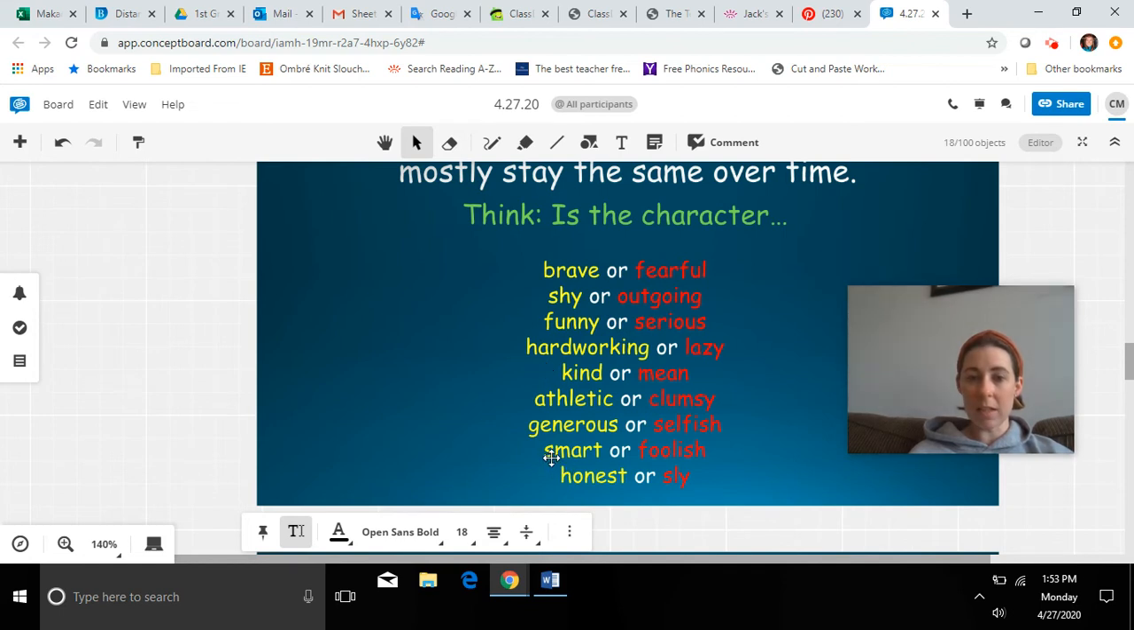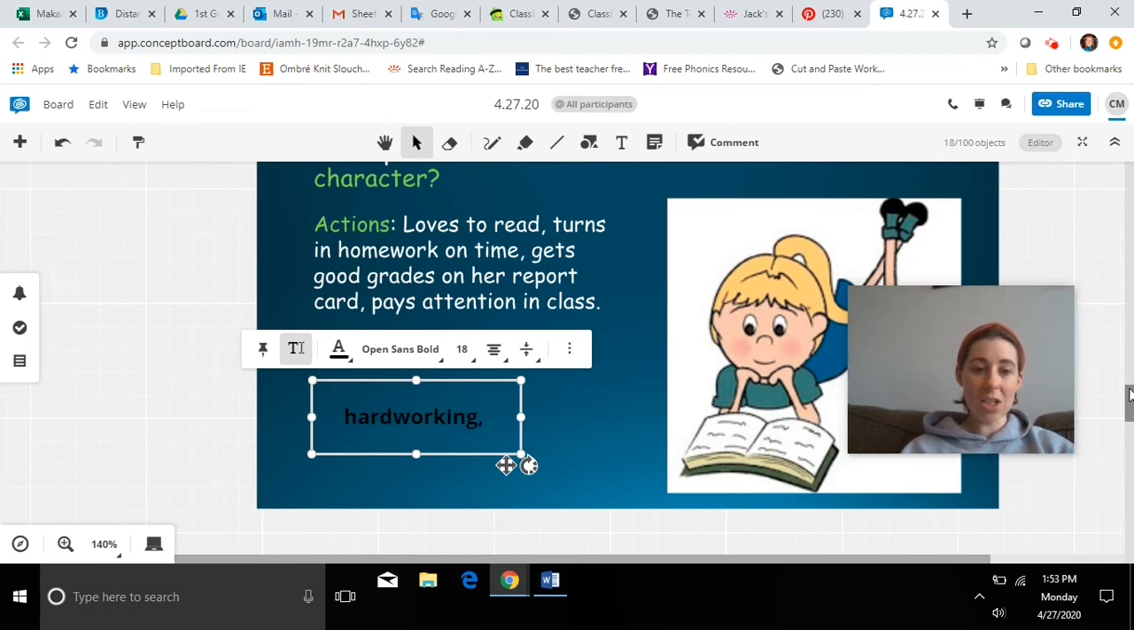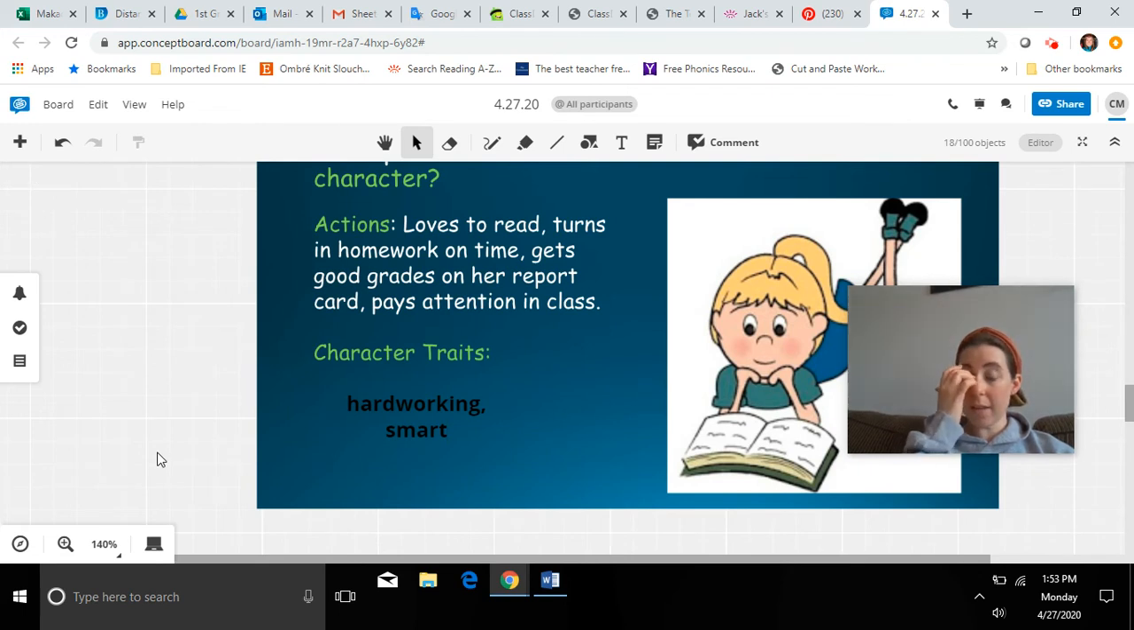Probably. What else? I think she might be smart because it said she got good grades and she knows the answers. So I think this could show two different character traits. The girl is hardworking and she's smart. Okay? We can't just look at her and say that she is those things. We have to know what she does to know how she is on the inside. Let's do another example.